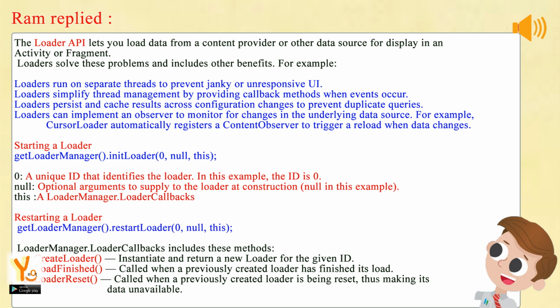Starting a loader: getLoaderManager().initLoader(0, null, this). Here, 0 is a unique ID that identifies the loader. In this example, the ID is 0. Null is optional arguments to supply to the loader at construction. This is a loader manager.